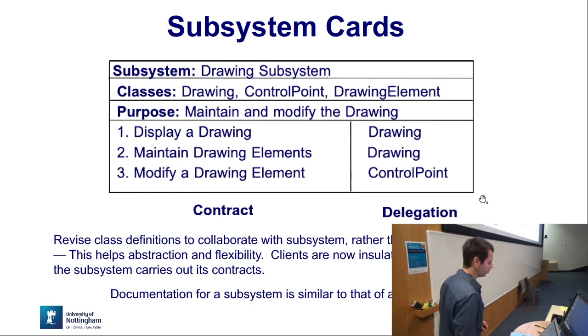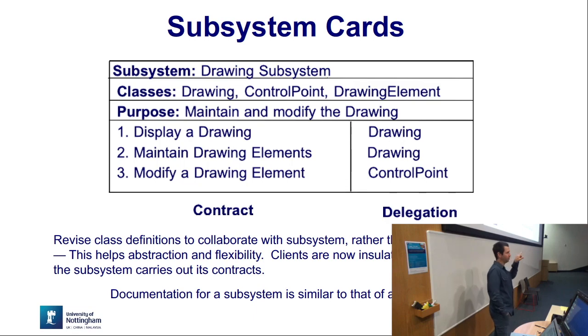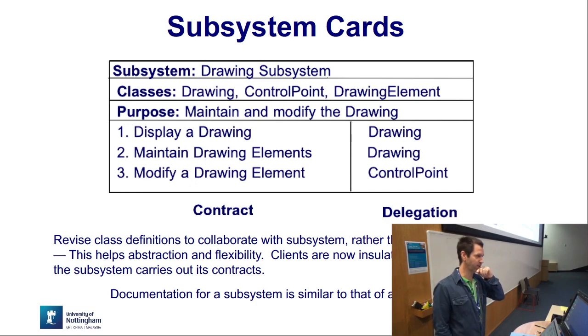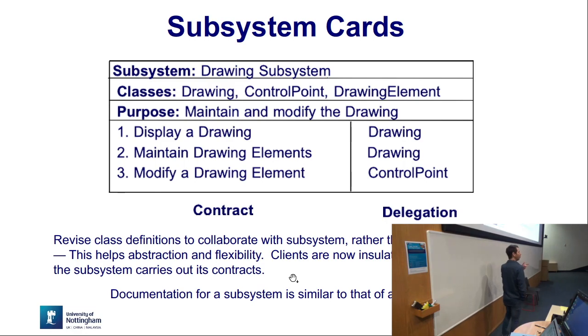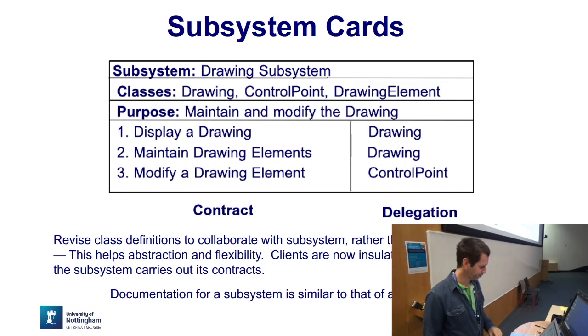So we may have to go through our collaborations and redefine some of the collaborations to be with subsystems instead of classes directly. Right? Revise class definitions to collaborate with subsystems rather than a class in the subsystem. Clients are now insulated from future changes to how the subsystem carries out its contracts. That's also known as encapsulation, or information hiding is another way to describe that. Documentation for a subsystem is similar to that of a class.